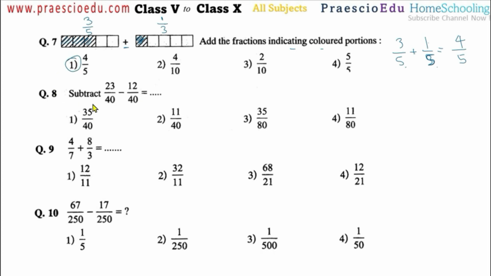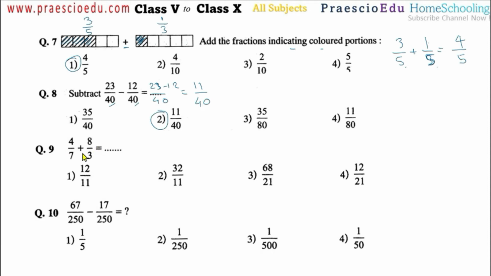Now question number 8, subtract: 23 by 40 minus 12 by 40. Here the denominator is 40 and here also 40, so keep 40 as it is, then 23 minus 12. We have to carry out this operation. 23 minus 12 is 11, and the 40 stays as it is, so 11 by 40 means option number 2.